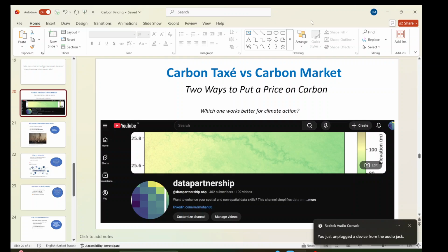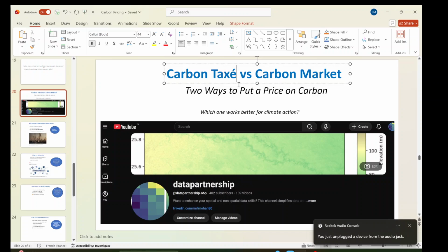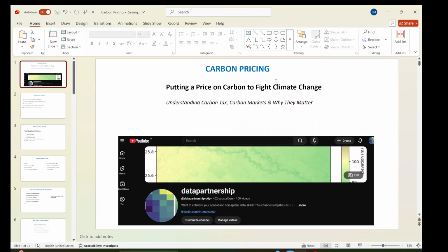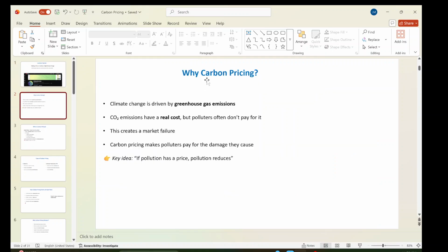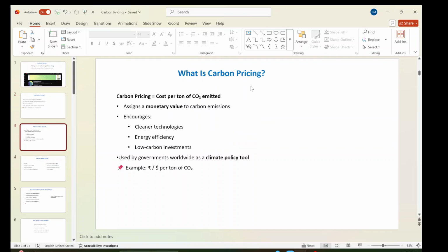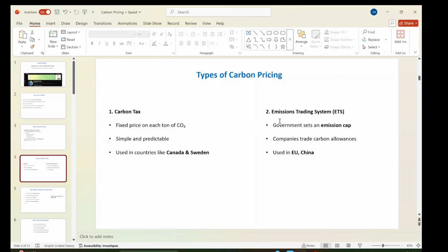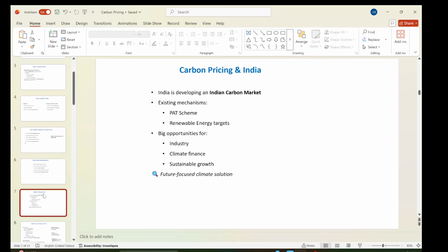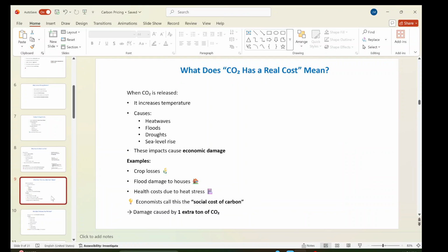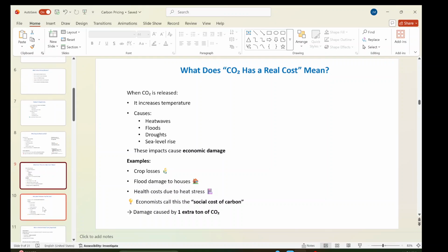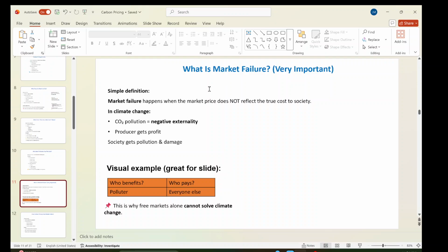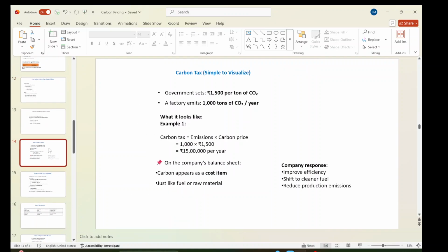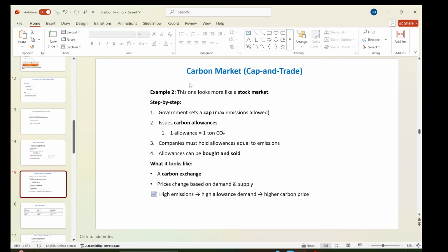So today I am going to talk about carbon taxes versus carbon market, right? In my previous video about carbon, I covered carbon pricing. So quickly I will go through it. We talked about why carbon pricing, what is carbon pricing and types of carbon pricing, carbon tax versus emission trading system, how carbon pricing works and why it matters, carbon pricing in India, and why the focus is so much on CO2 and greenhouse gases. We talked about what it means that CO2 has a real cost, why polluters don't pay this cost, what is market failure, and how carbon pricing fixes market failure. And how to calculate carbon tax and carbon market, right?